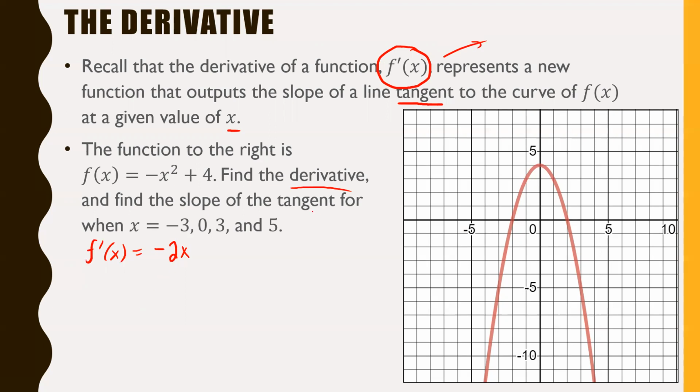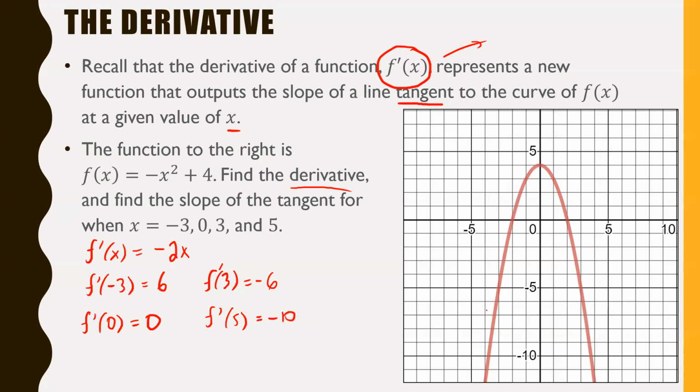All right, so if we're going to find the slope of the tangent for these 4 points, let's just plug them in. So this will be f prime of -3. That just means we plug -3 into our function here. So -2 times -3 is +6. We'll also try f prime of 0. F prime of 0 would be -2 times 0, which of course is still just 0. And then f prime of +3 is -2 times 3, so that would be -6. And then f prime of 5 would be -2 times 5, so that would be -10.